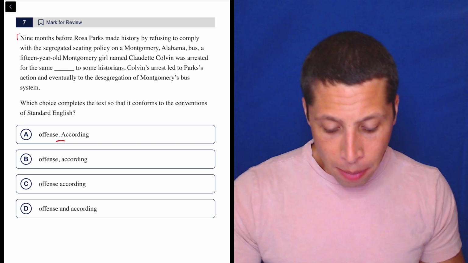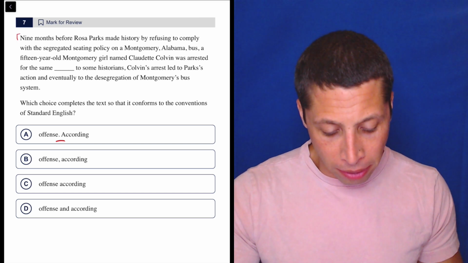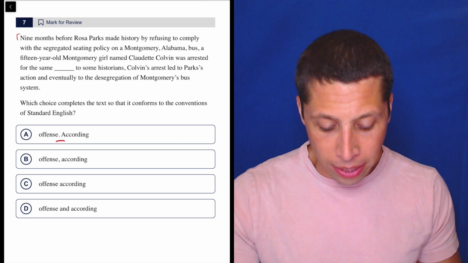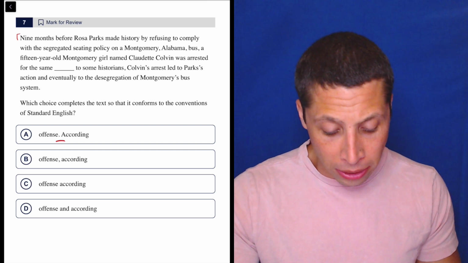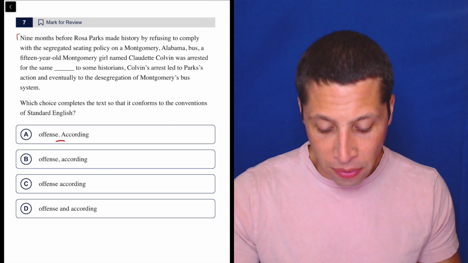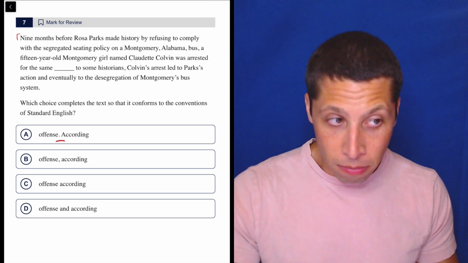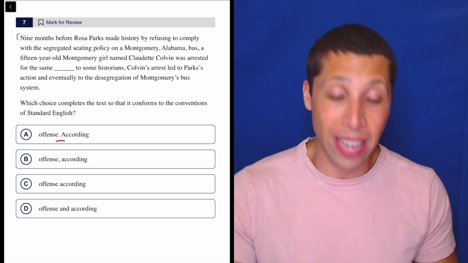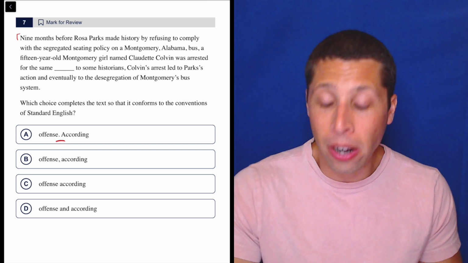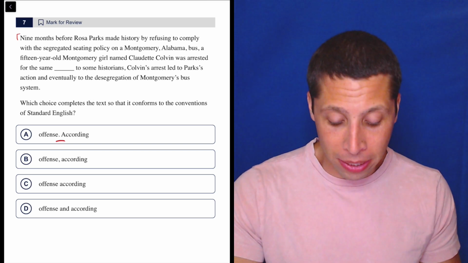9 months before Rosa Parks made history by refusing to comply with the segregated seating policy on a Montgomery, Alabama bus, a 15-year-old Montgomery girl named Claudette Colvin was arrested for the same offense. Sounds good to me, right? Notice how I'm stopping there. I'm forcing myself to test whether the period makes sense.